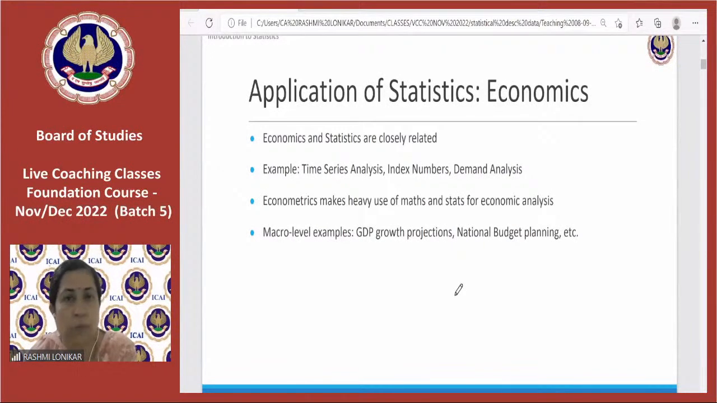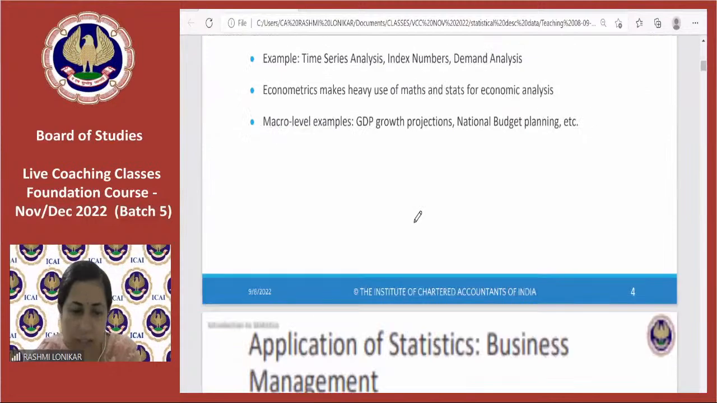First, we are talking about how it is applicable to economics. It is one of the most important aspects of econometrics. Economics and statistics are very closely related. When you are studying economics, you are talking about GDP and national budgets, and all those things require you to deal with statistics. So we have time series analysis, index numbers, etc.